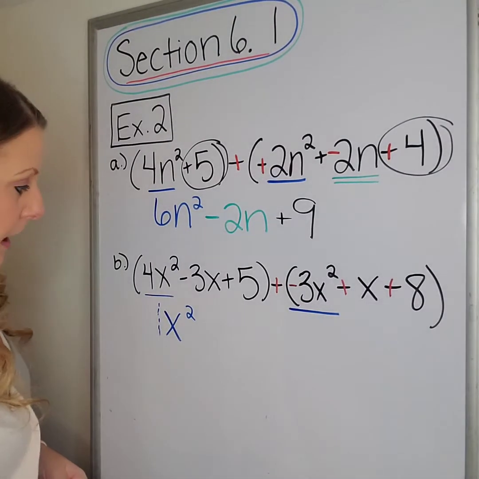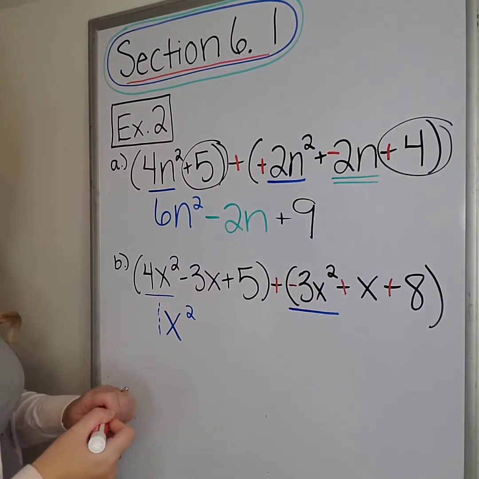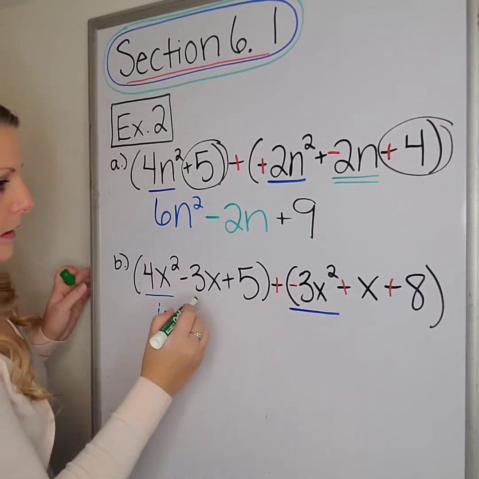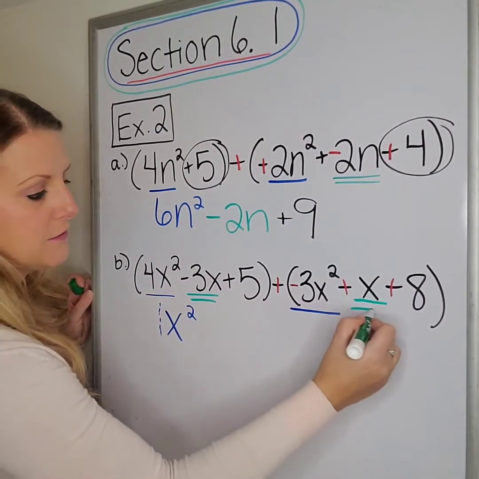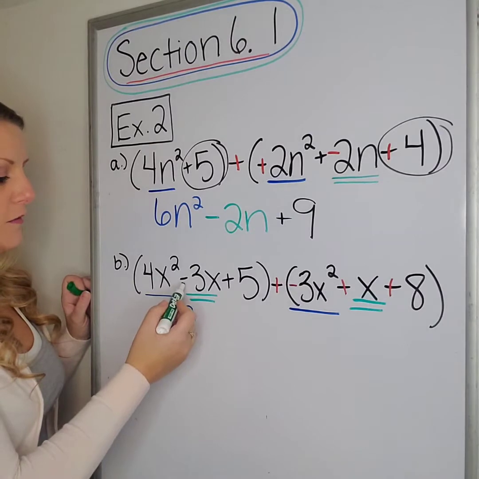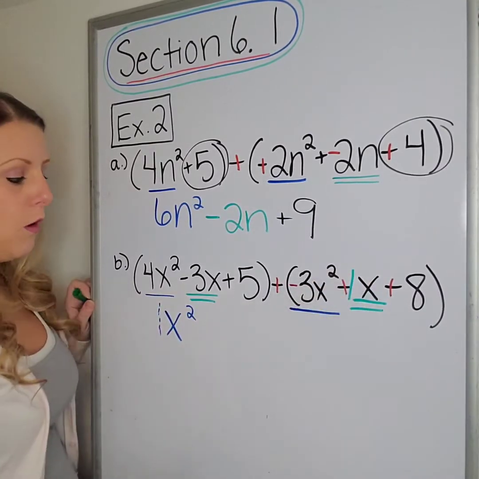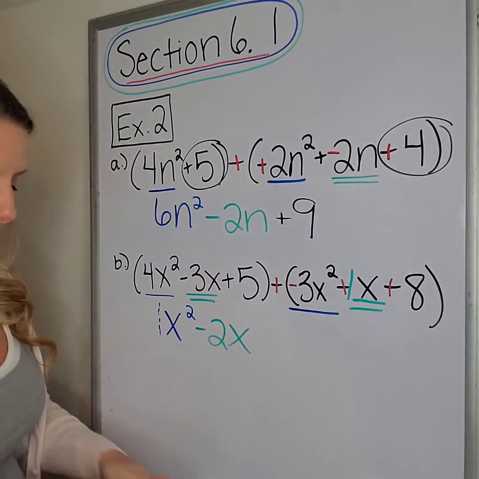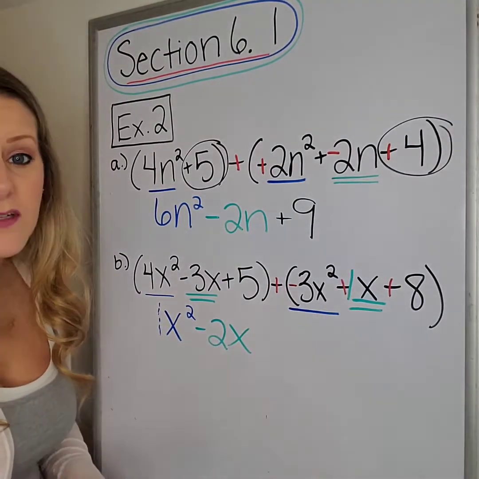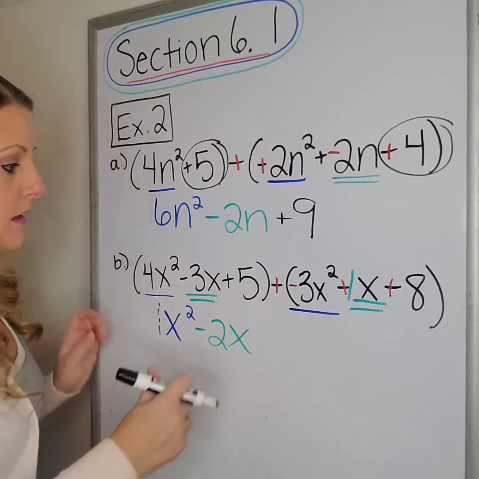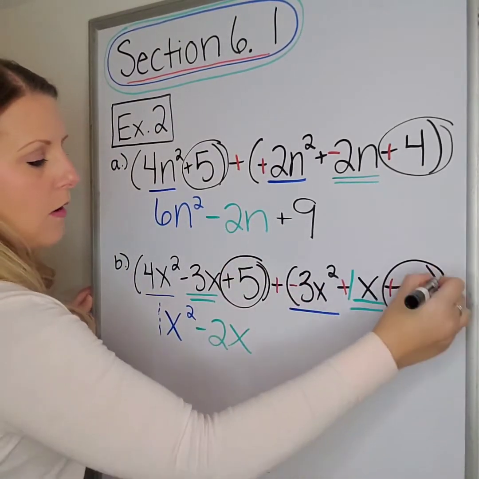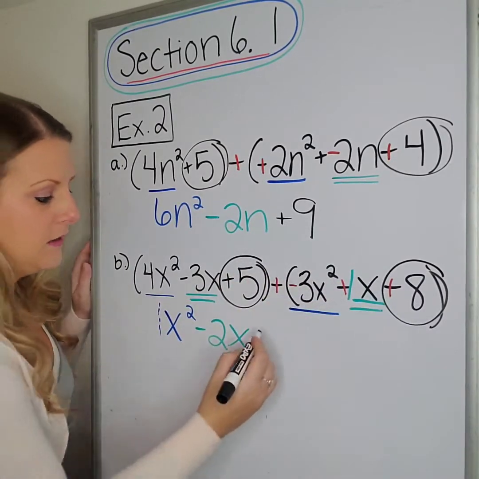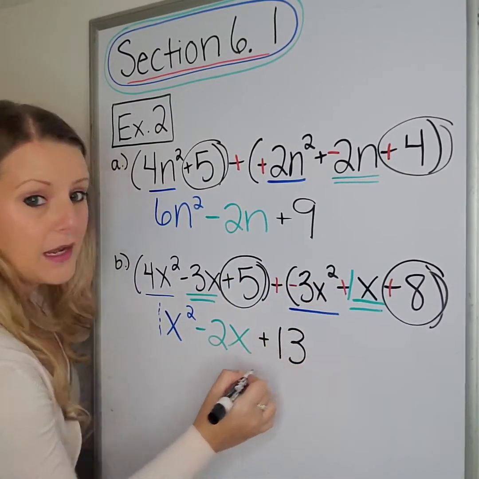After x to the second power, we go to x to the first power. So we'll do that in a different color. X to the first power goes with x to the first power, and it stays x to the first power. So we've got negative 3 plus 1 is negative 2, and it stays in x. And then the last thing would be no x goes with no x, and it stays no x. So we've got 5 plus 8, which is 13, positive 13.